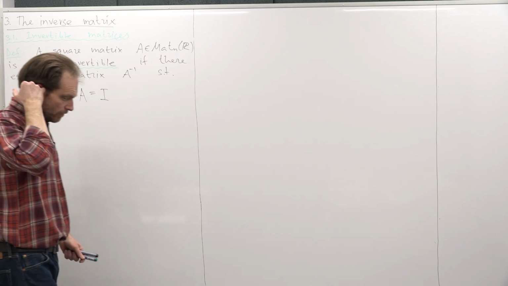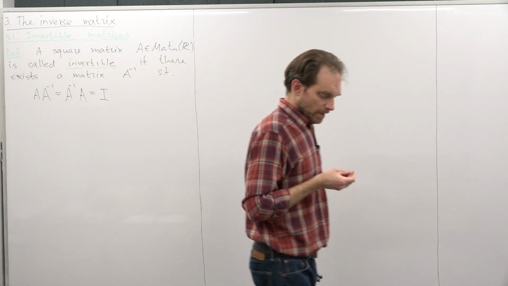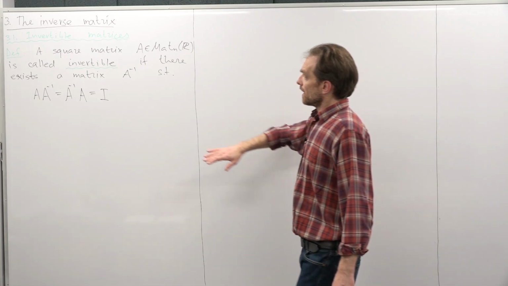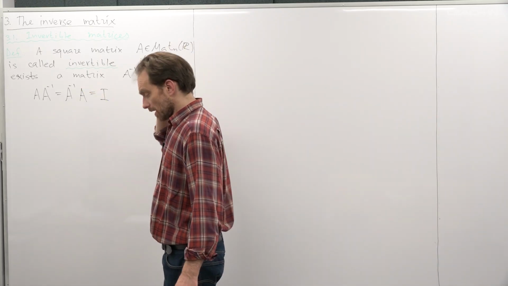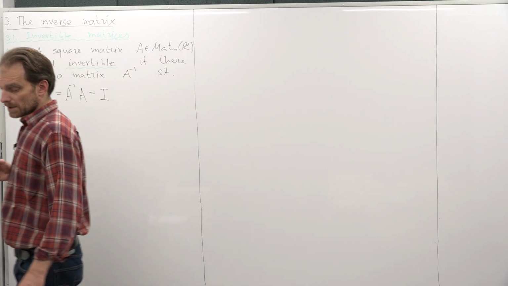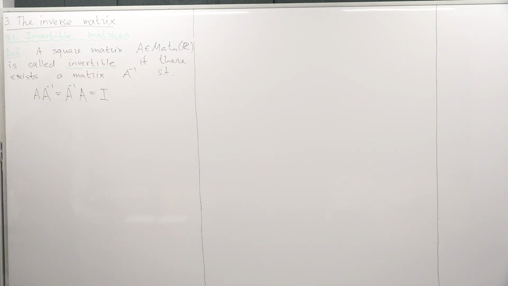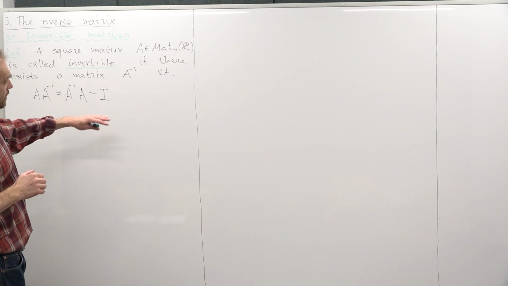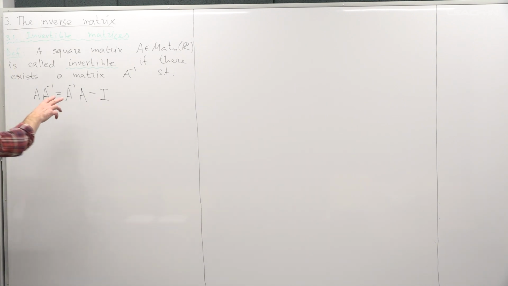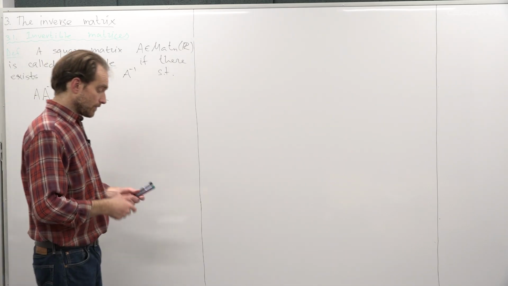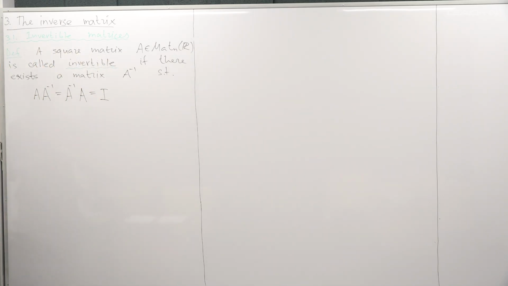So later we will prove that for square matrices one of these relations implies the other one, but just at the beginning we will consider both of them. So we'll call a matrix invertible if both of these relations are satisfied. And first of all, let us start from a series of examples.